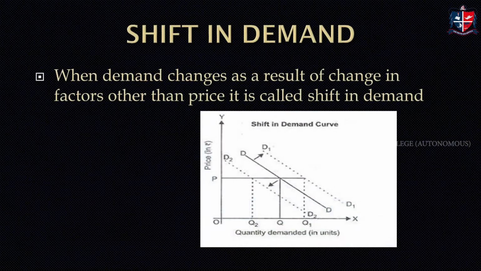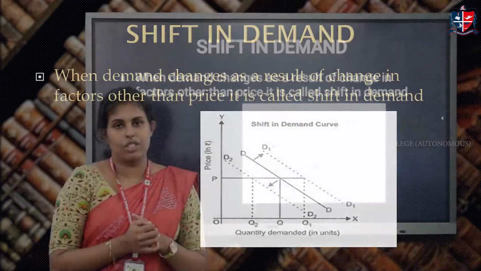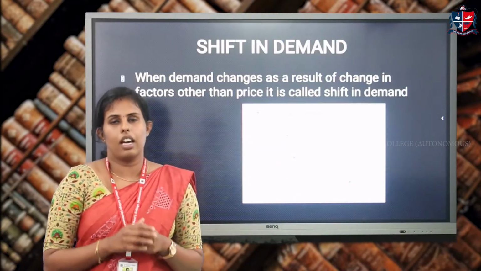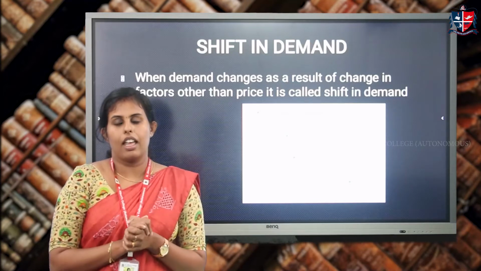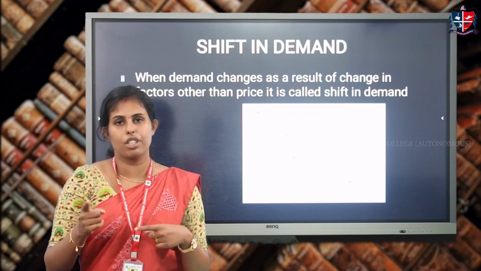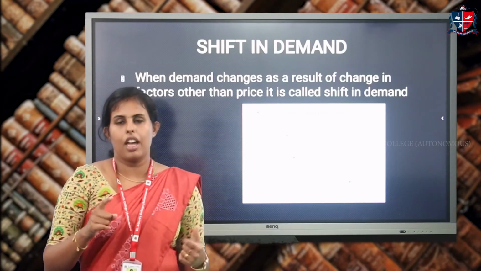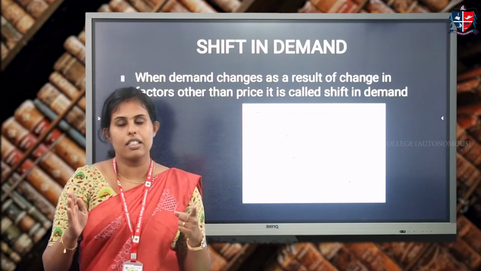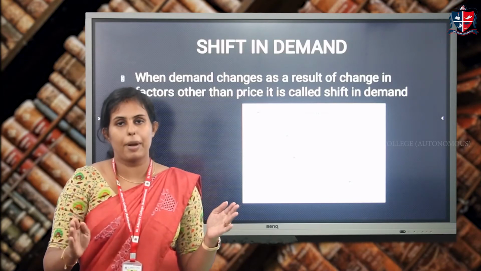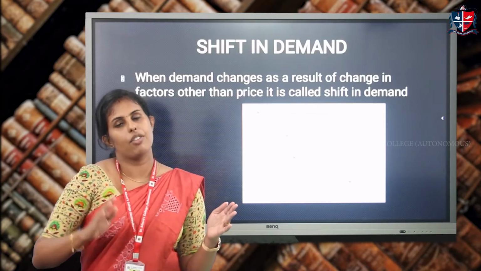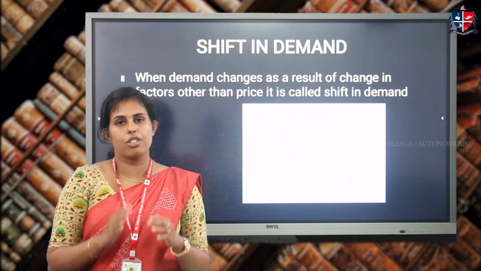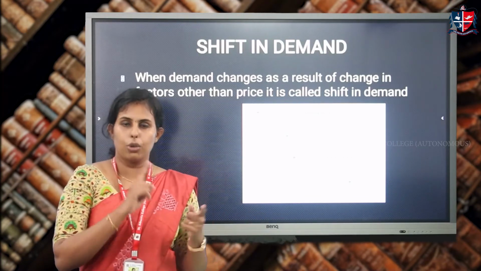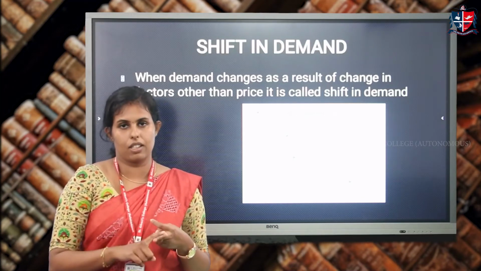Next, we will move to the shift in demand. The demand changes as a result of factors other than price. The shift in demand happens. That is, we have a rightward shift as well as a leftward shift. A rightward shift happens when the quantity increases as a result of other factors while the price remains constant. A leftward shift happens when the quantity decreases due to other factors while the price remains constant.